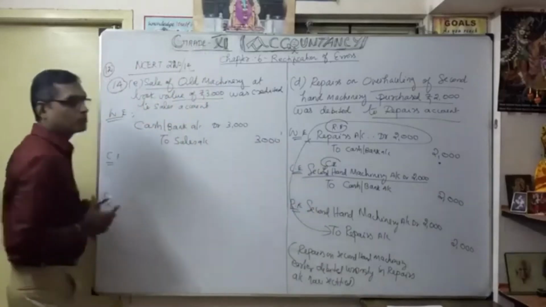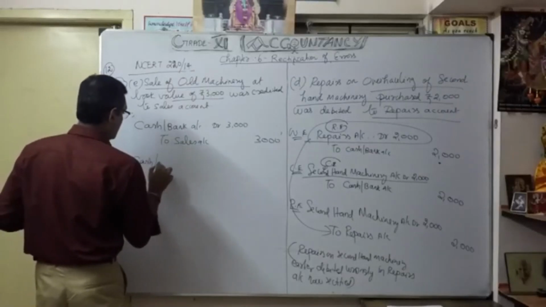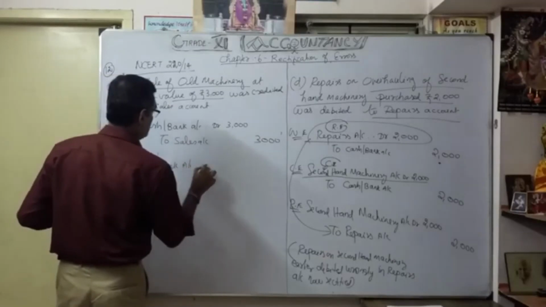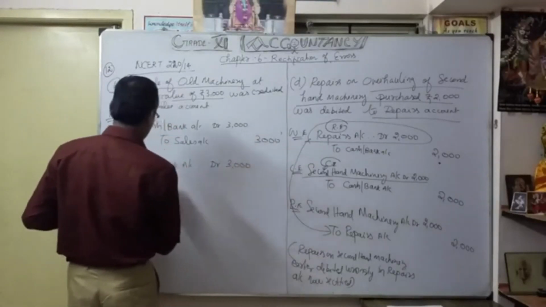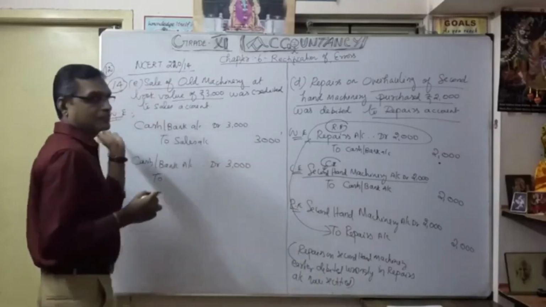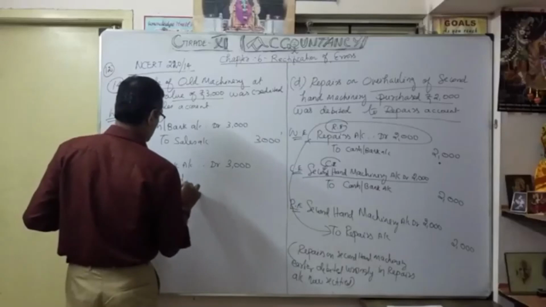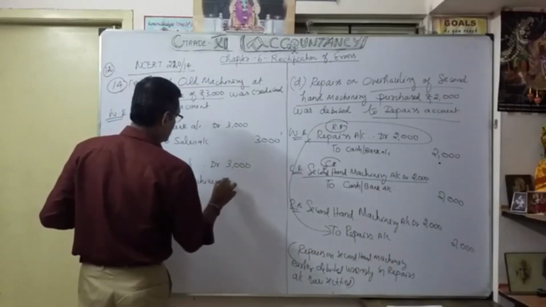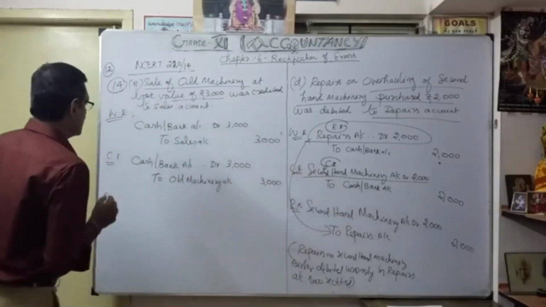That's the correct entry. They sold a machinery. So what is the entry? Again, cash or bank account debit 3,000 to what? Machinery gone out. Okay. So to old machinery account. You have to credit old machinery account. Then only our old machinery account becomes nil. Understood?